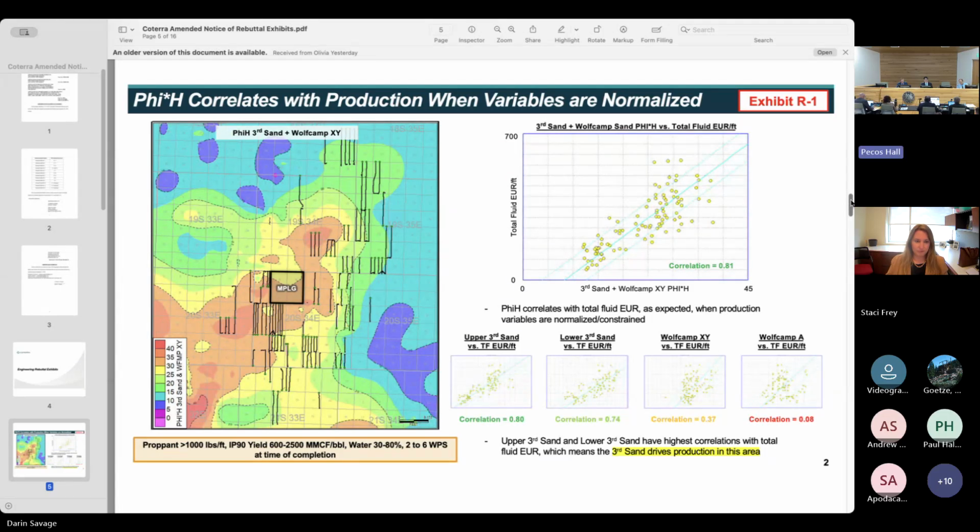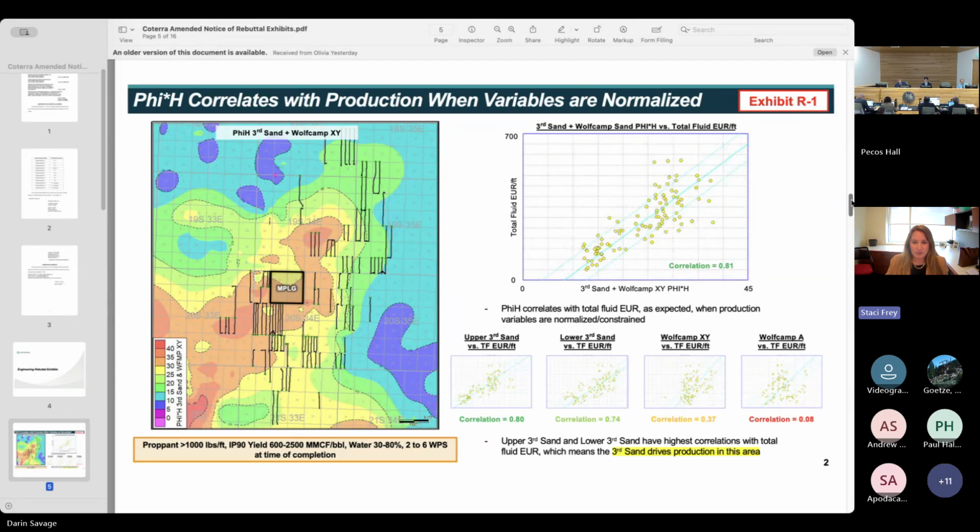Okay, Ms. Fry, I'm just going to ask you a question about this exhibit R1. As a geologist, what did you do on this exhibit? So this exhibit shows a map of the pH of the Third Bone Spring sand and the Wolfcamp XY sand across the development area, where high pH is in red and low pH is in blue. The map also shows the third sand and upper Wolfcamp wells filtered down by a set of criteria determined by Mr. Weinkopf, our reservoir engineer. I've cross-plotted pH versus total fluid EUR per foot on the right side of the slide, which shows a correlation of 0.81, which means that these variables have a high positive linear relationship.